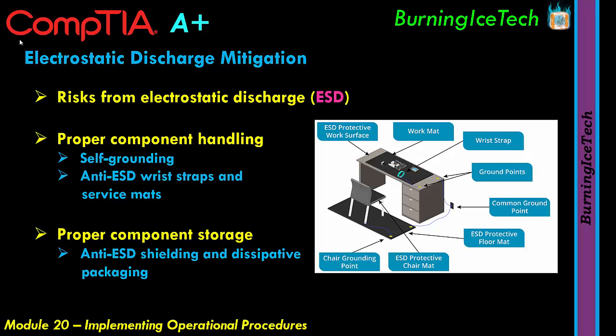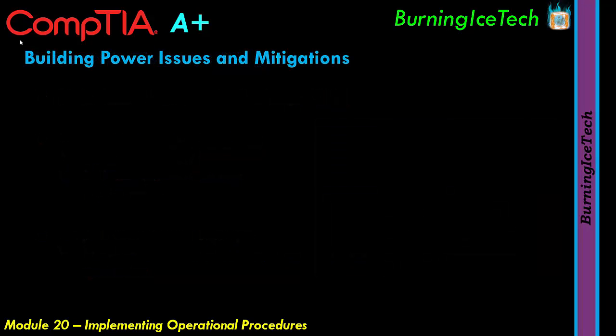All right, second last topic, guys. Building power issues and mitigations. There's that word mitigations again, which just basically means a solution to a problem. So when it comes to building power issues and mitigations, CompTIA says we get power surges, brownouts, and blackouts. Now, what is a power surge? That is when the power temporarily goes higher than what it's supposed to be in volts. Not necessarily amps, but more in volts.